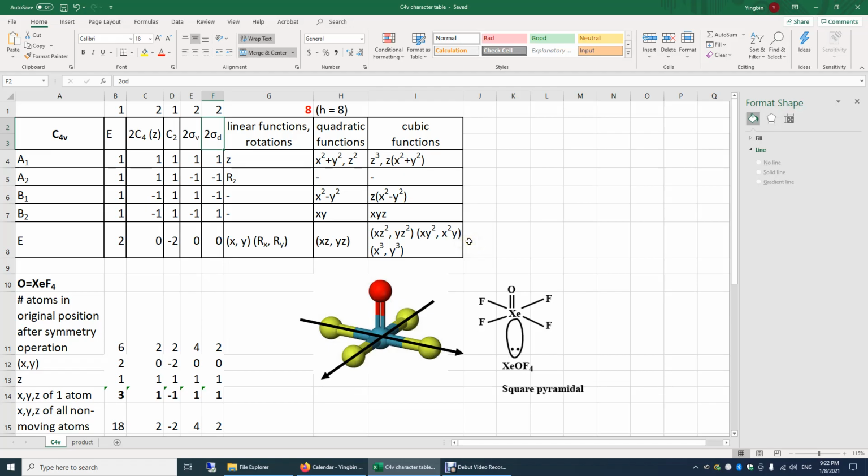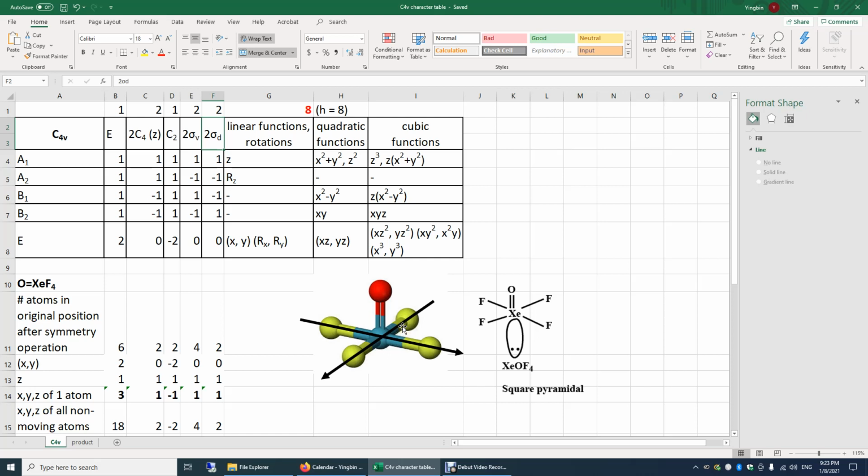In this video, I will determine the irreducible representations of the vibrational modes of this molecule. In this molecule, xenon forms a double bond with the oxygen atom. The xenon atom also forms 4 single bonds with 4 fluorine atoms. This molecule belongs to the C4v point group.